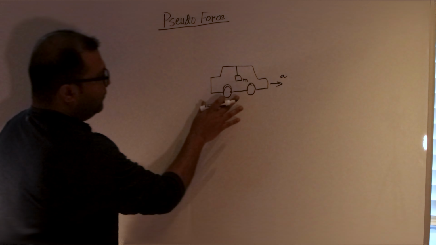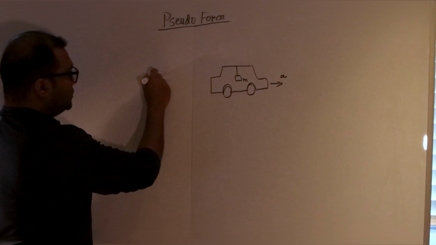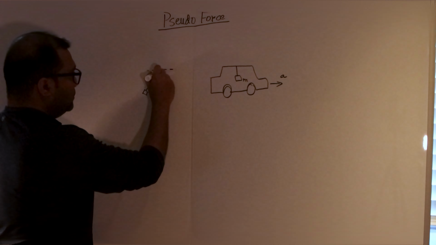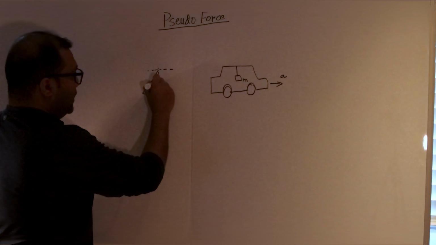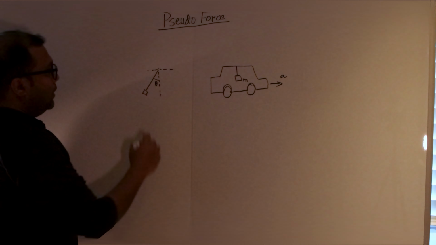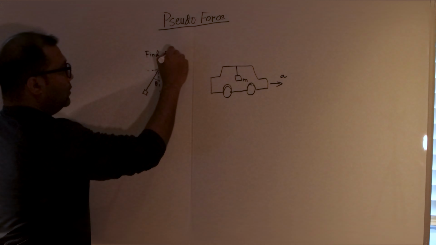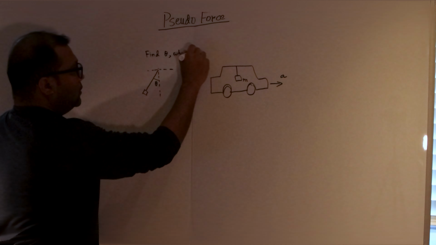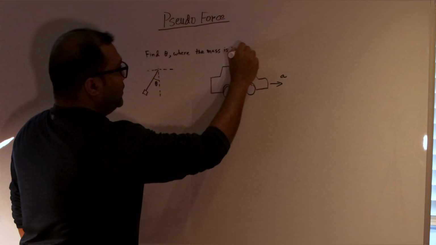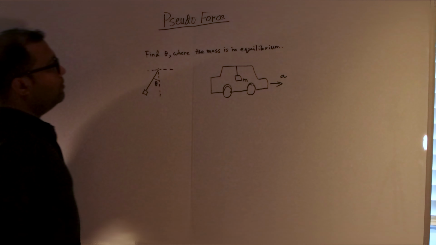Okay, and the car is moving ahead with an acceleration a. So what will happen if it moves ahead with an acceleration a? At some point the mass will make an angle theta with the vertical, and it will stay at rest, right? Our goal is to find this angle theta, where the mass is in equilibrium.